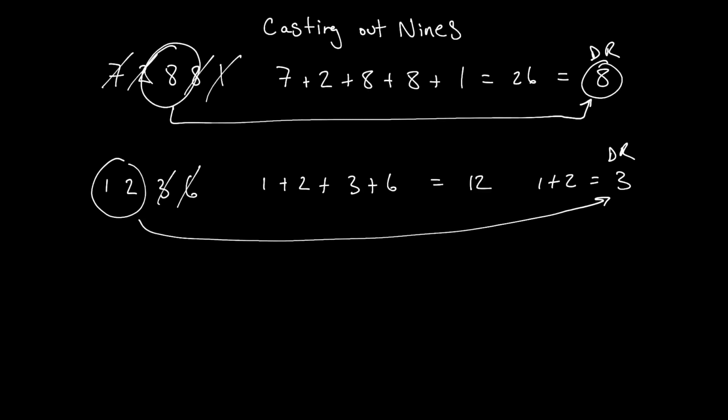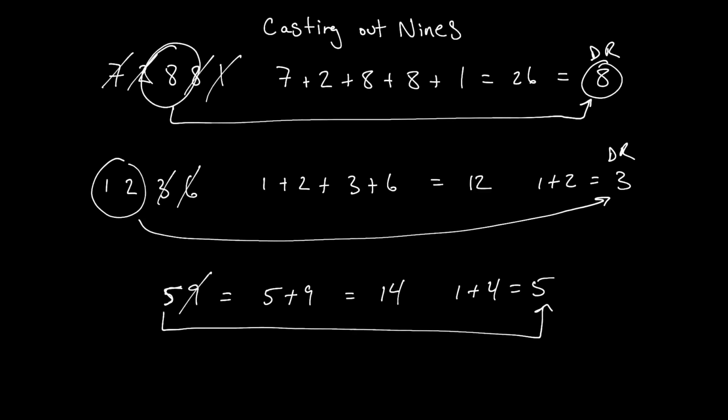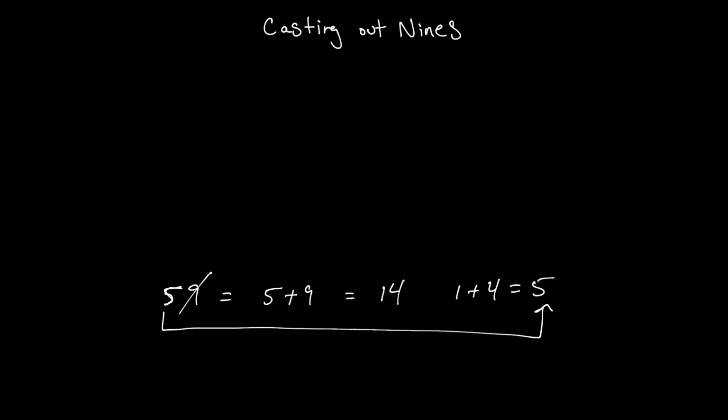Now, the reason why this works, let's say you have a number 59. And you want to find the digital root of 59. So you say 5 plus 9, that equals 14, and then 1 plus 4 equals 5. So you can see that if I were to cross out that 9, the 5 would be the digital root. So no matter what number you have, if you add 9 to it, it's always going to go back to the same number when you're doing this technique.